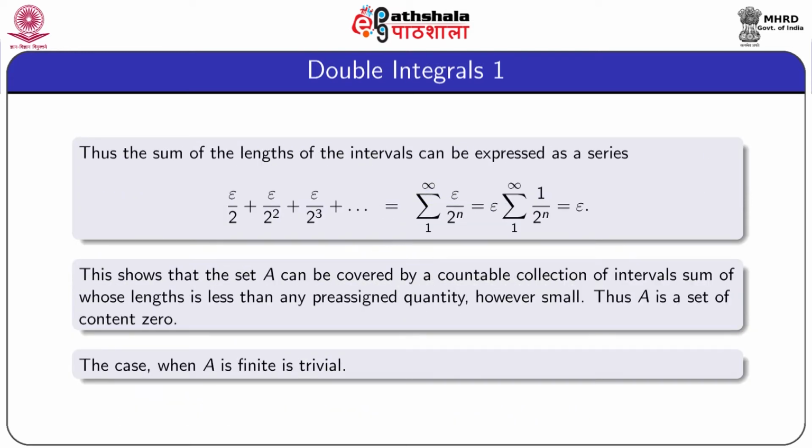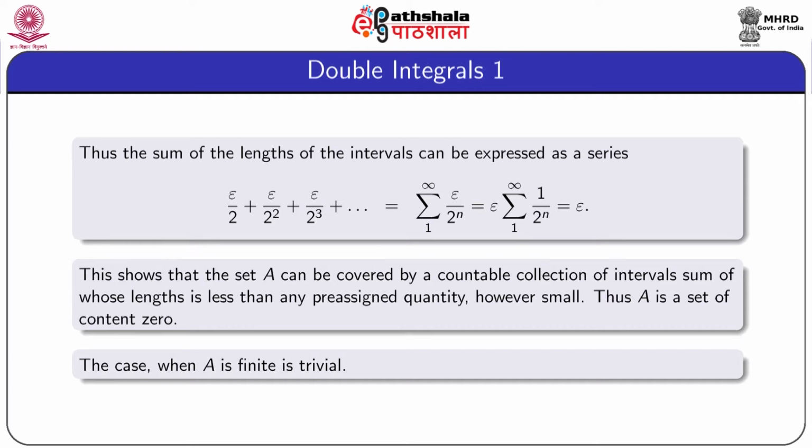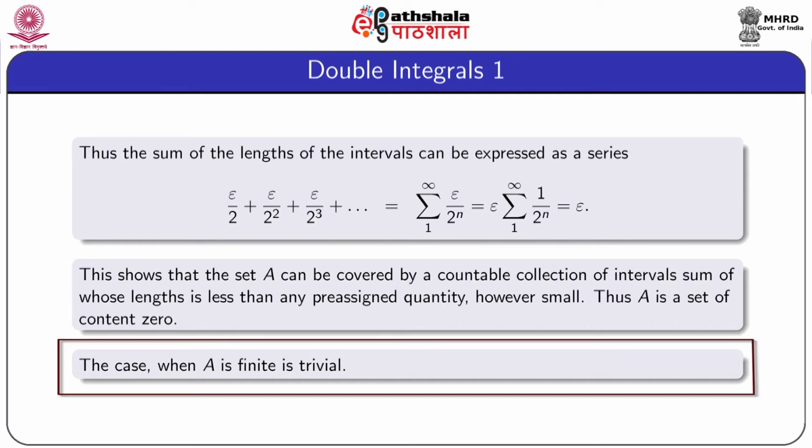The sum of the lengths of these intervals can be expressed as a series epsilon by 2 plus epsilon by 2 squared and so on, whose sum is convergent and is epsilon. This shows that the set A can be covered by a countable collection of intervals, the sum of whose lengths is less than any pre-assigned quantity, however small. Thus, A is a set of content 0. From this it is clear that the case when A is finite is trivial.